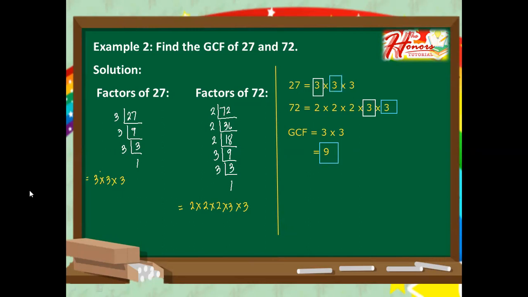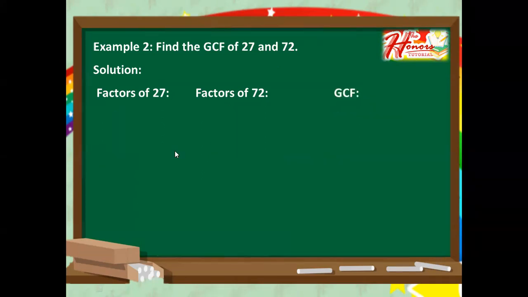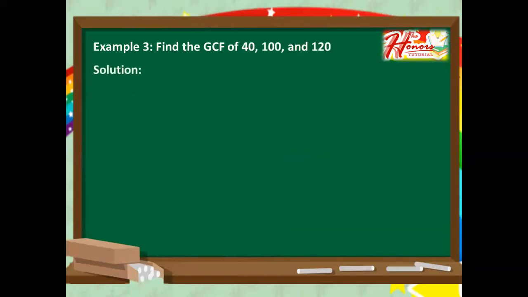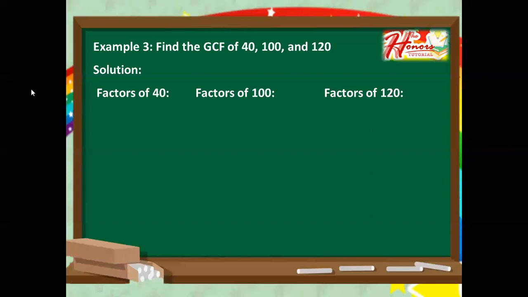And let's have the last part of our topic. So that is 40, 100, and 120. So let's have 40 here. Think of a prime number that can divide 40, that's 5. 40 divided by 5, that's 8. Prime number that can divide 8, that's 2.